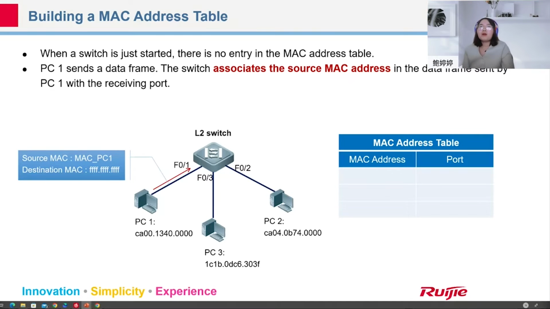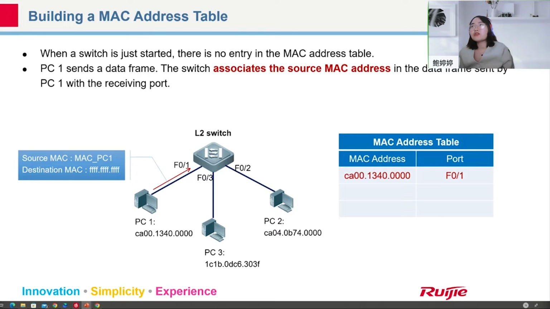When the layer 2 switch receives a message from PC1, the first thing it has to do is learning. Learning means I will record the source MAC address and the receiving interface. So MAC address 1 and the first port will be added into the MAC address table. Then I will do the forwarding. For forwarding, we take the destination MAC address to look up your MAC address table.